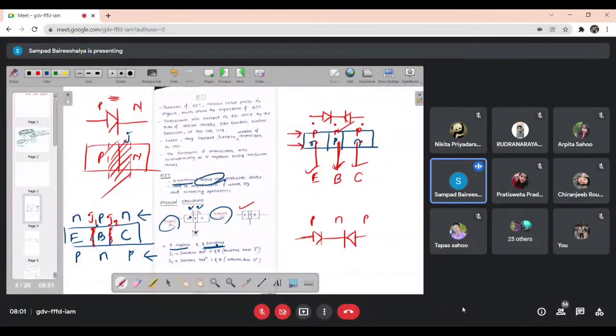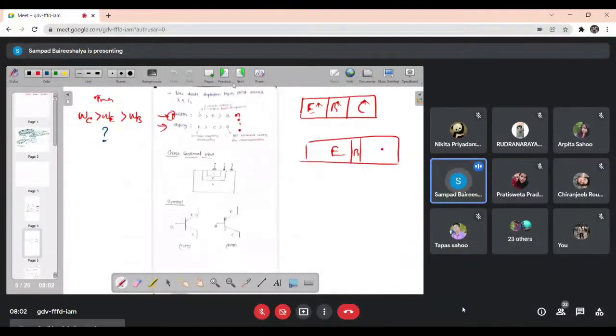Is that clear? For example, suppose you are the customer, the vendor is someone, and the middleman just transfers the material from the company or organization to you. In the same manner, emitter will generate the carrier, meaning electron or hole, whatever you say here. That carrier will pass through the base, and then it will be collected at the collector. That's why the name is collector. Is that clear? Yes, sir. So that's the reason.